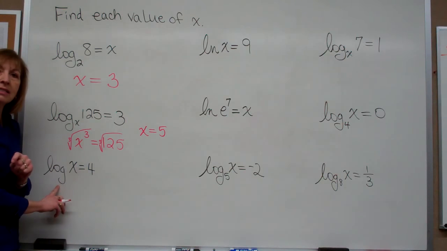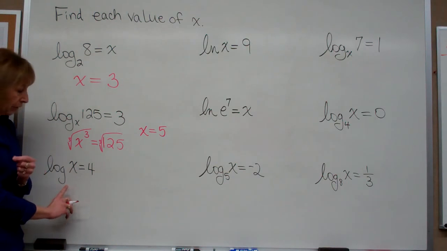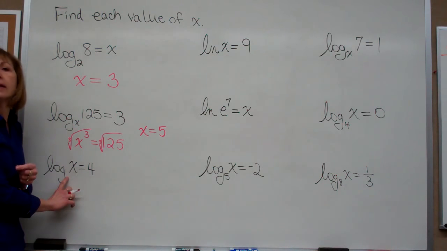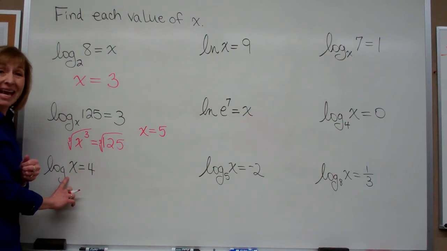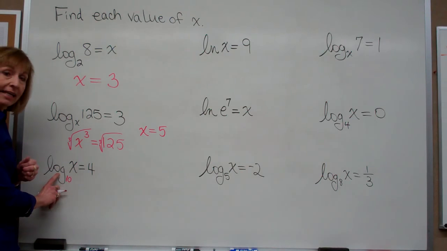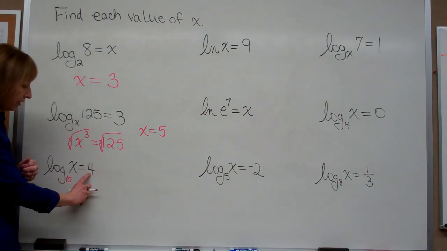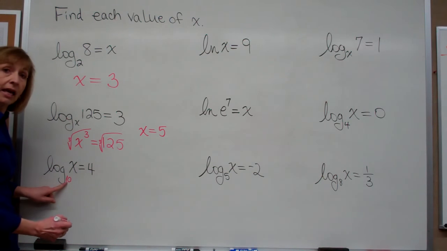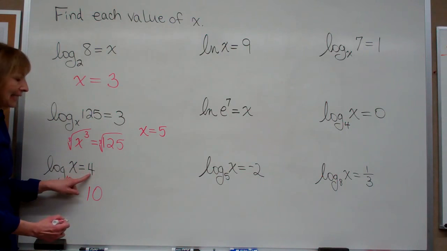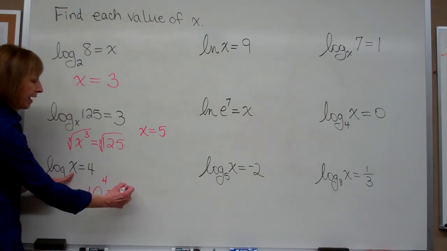Our next one is log of x is equal to 4, and there's no base showing here. Remember, when it's spelled L-O-G and there's no base showing, the assumed base is base 10, and those are called common logs. So here, I've got an exponent of 4 that I'm going to put on 10 to create x. Again, we'll write this one in exponential form out of the log form. My base is 10, the exponent on my base is 4, and that gives me the value of x.